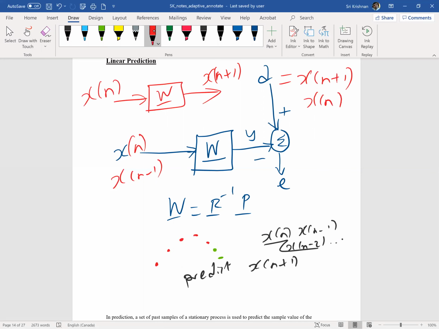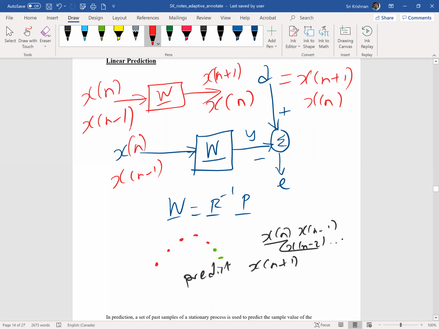But note, in signal processing we normally don't put n plus 1 because it really doesn't go with the causality concept. So normally we assume that what's entering is xn minus 1 and what we are getting is xn. Because n plus 1 is typically avoided as a notation in signal processing. It could be used in other areas, but in signal processing we try to avoid it.